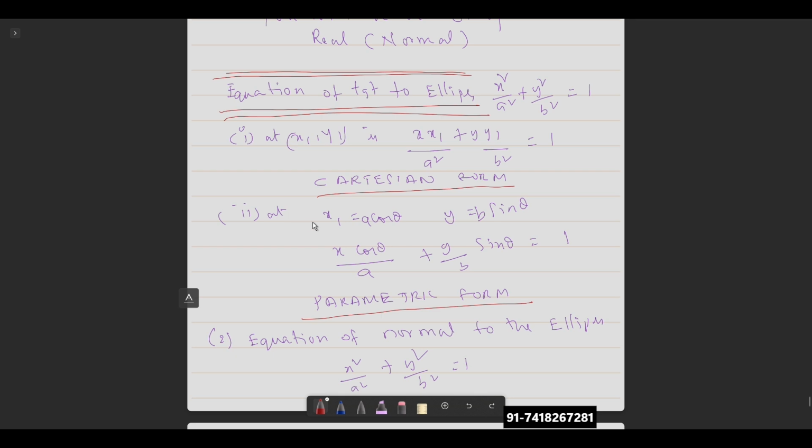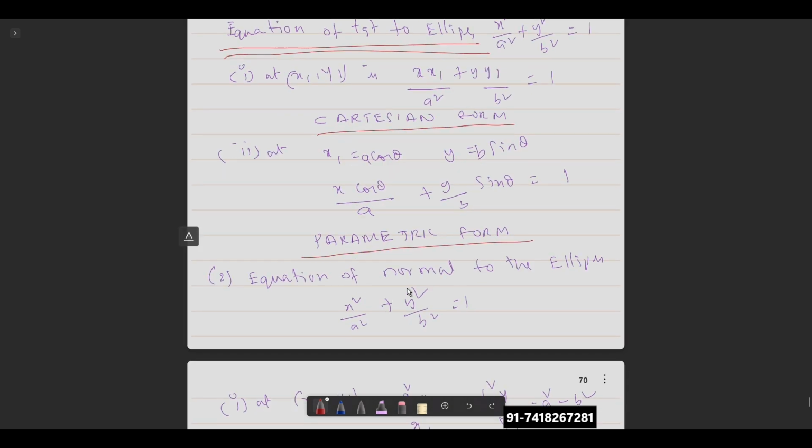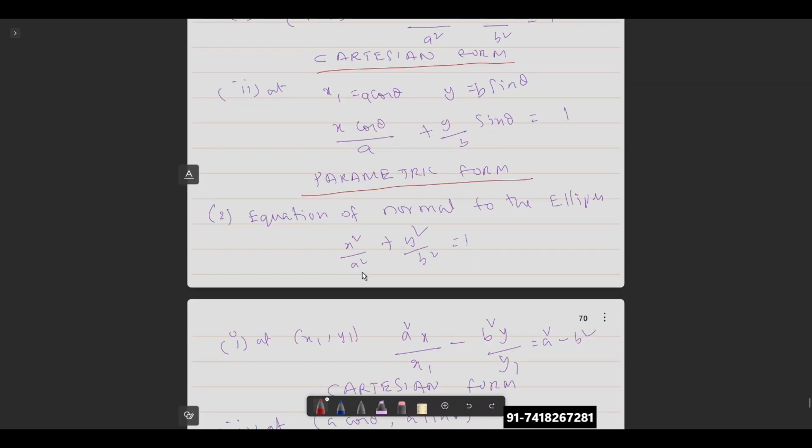For the parametric form, you replace x1 with a cos theta and y1 with b sin theta. If you replace that, x cos theta divided by a plus y sin theta divided by b equal to 1 is the equation. So a will go off, and you'll have a in one denominator and b in the other. So that is the tangent equation in Cartesian as well as parametric form.